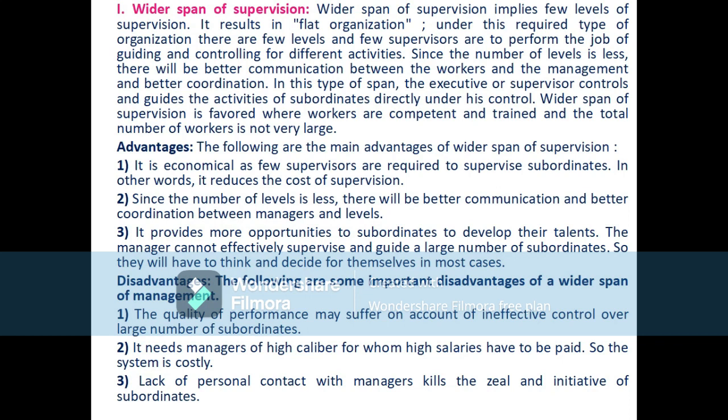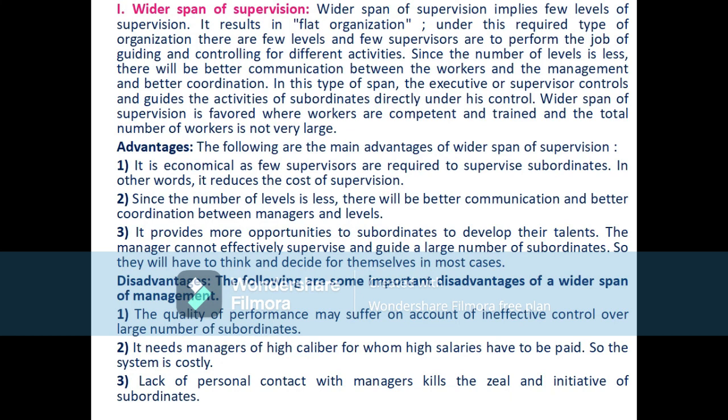Wide means few levels of supervision. It implies few levels of supervision and results in a flat organization. In this type of organization, there are few levels and few supervisors to perform the job of guiding and controlling different activities. Since the number of levels is less, there will be better communication between the workers and the management, and better coordination. In this type of span, the executive or supervisor controls and guides the activities of subordinates directly under his control.